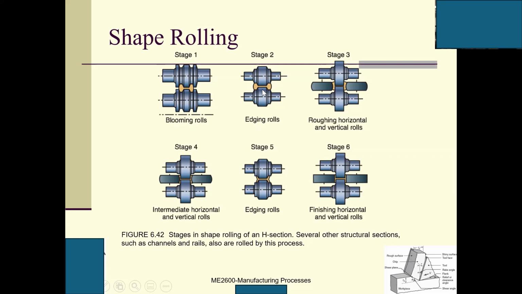So this edging row, we can have this. This is the roughing horizontal and vertical rows. And here is the intermediate horizontal and vertical rows. This is vertical and this is horizontal. So these edging rows, see, it is very similar to the I-beam. So here is the finishing horizontal and vertical rows. This is very close to the I-beam.